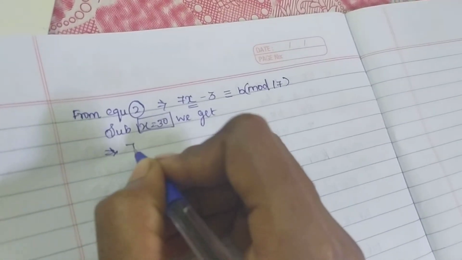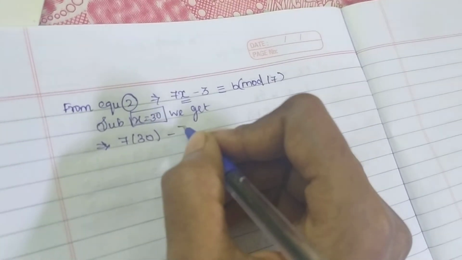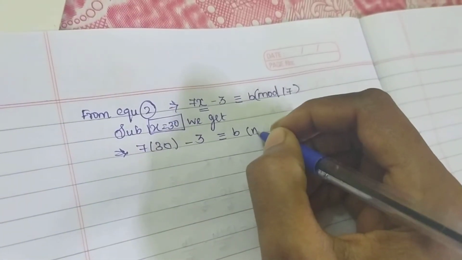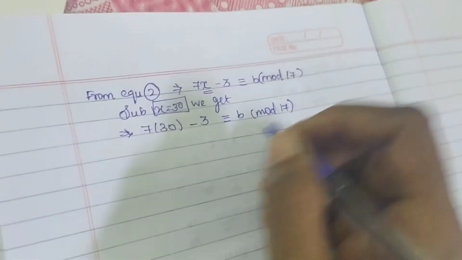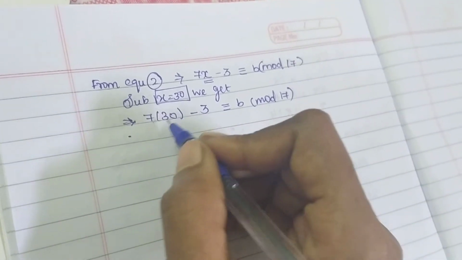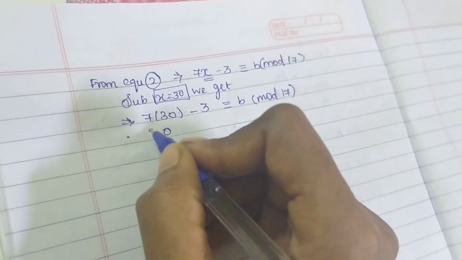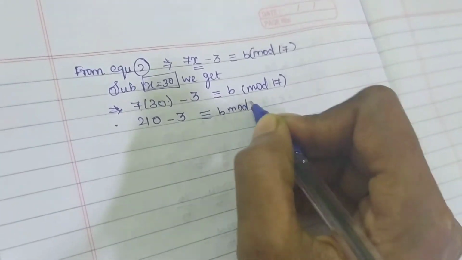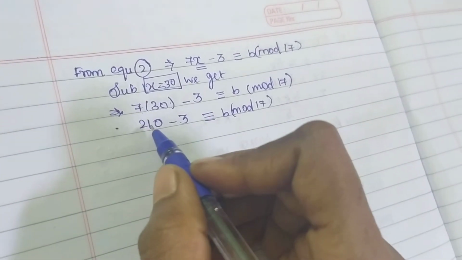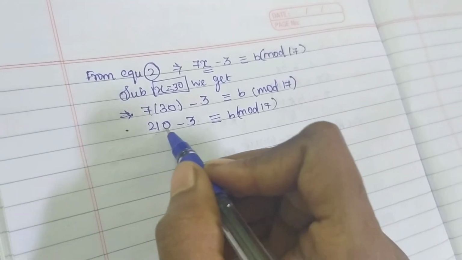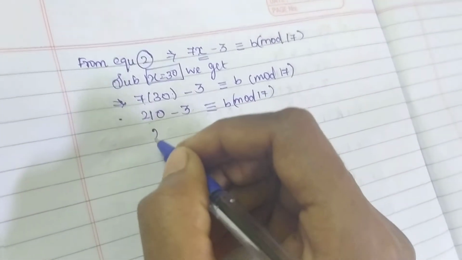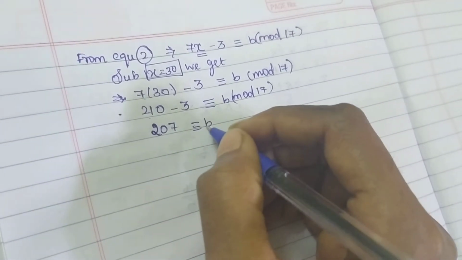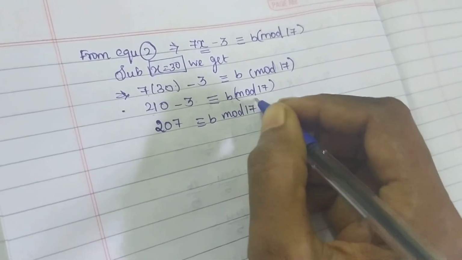So I have 7 into 30 minus 3 is congruent to b mod 17. Seven 3s are 21, so 7 into 30 is 210, minus 3. Subtracting, I get 207 is congruent to b mod 17.